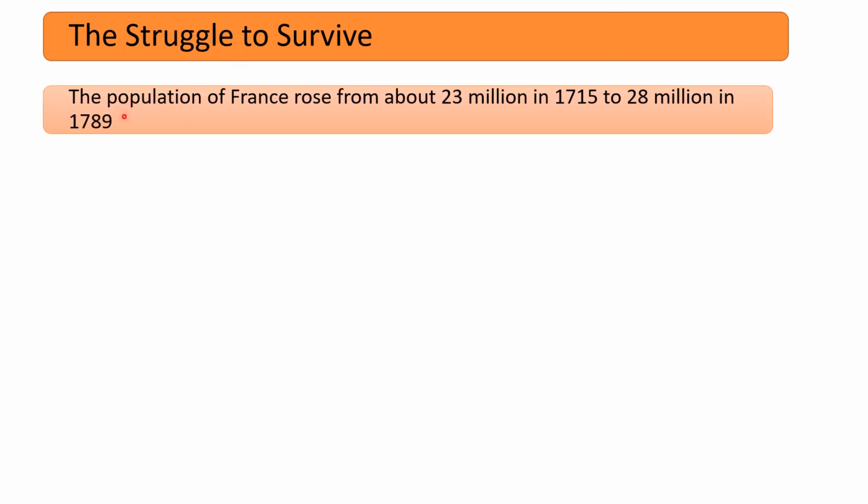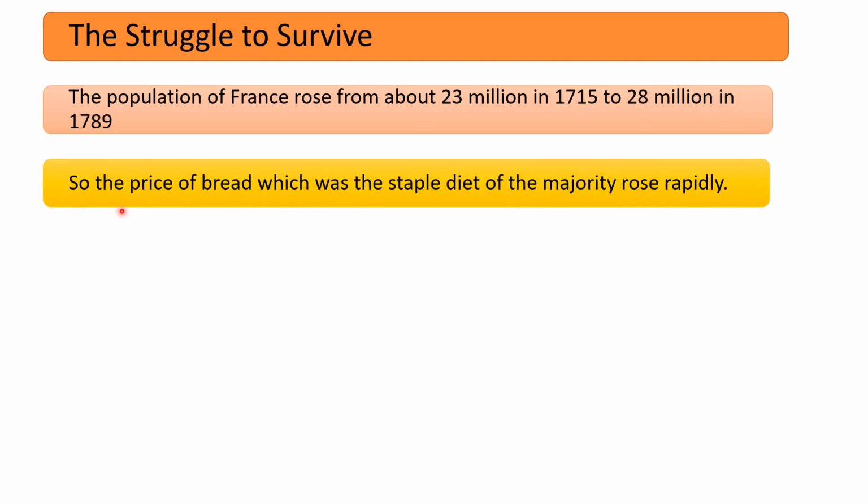The struggle to survive. The population of France rose from about 23 million in 1715 to 28 million in 1789. So 5 million people were added during these years. So the price of bread, which was the staple diet of the majority, rose rapidly. What is the staple diet of the French people? Bread.